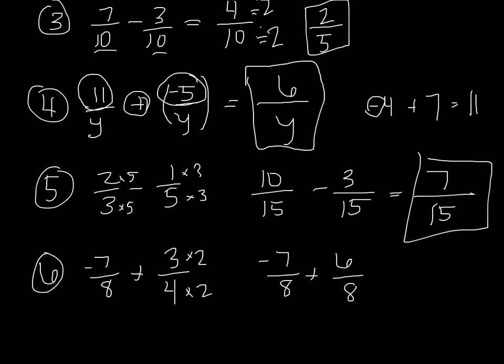Okay, so negative 7 plus 6. If I have $6 in my hand, but I owe somebody $7, that means even if I give them all of my $6, I still owe them $1, and I keep my denominator the same of 8. So the answer for this one should be negative 1/8.